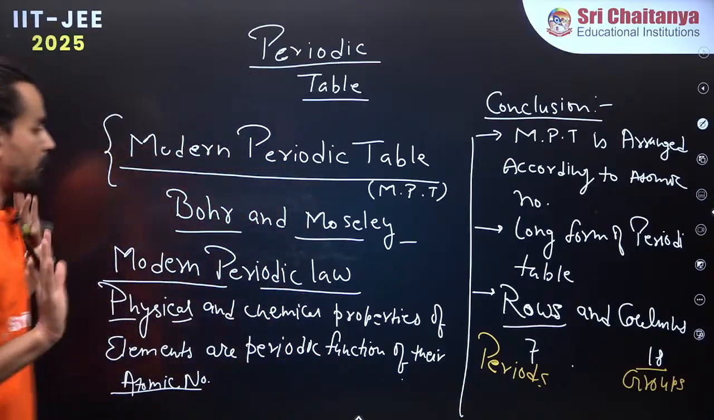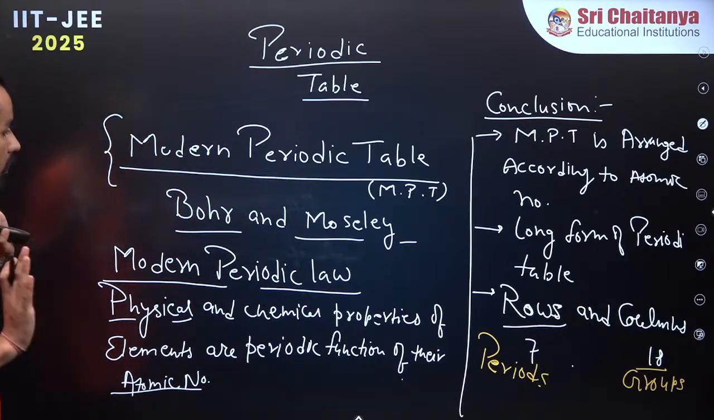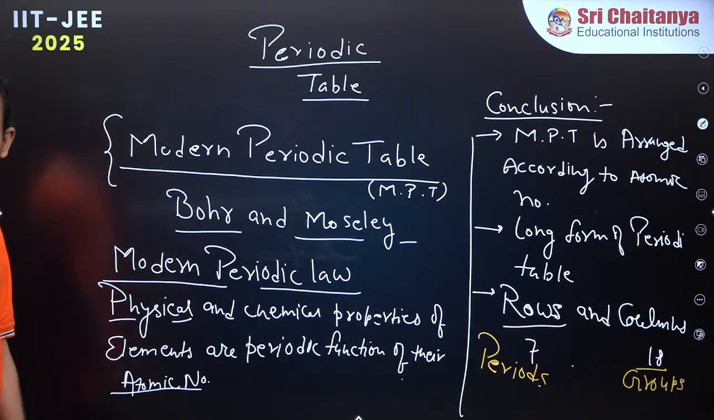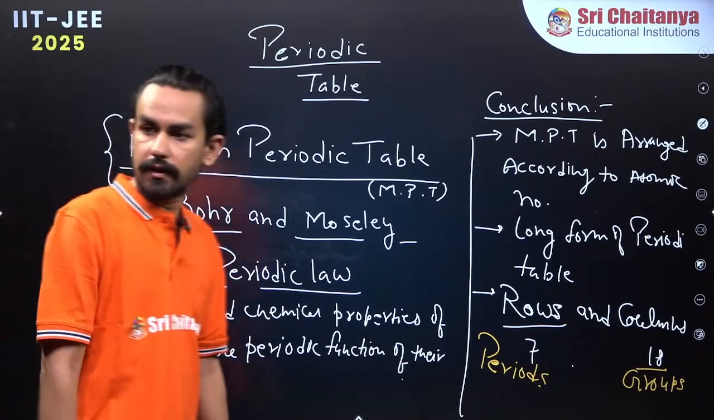So this is the basic information that we have studied till now about the modern periodic table. Till here, if anybody has any doubt, you can ask.